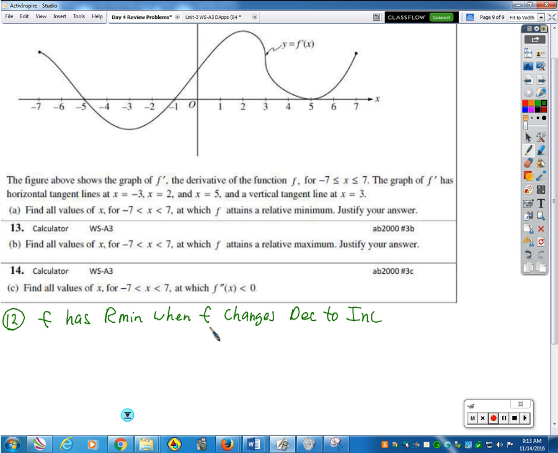So F has a relative min when F changes from decrease to increase, or when F prime changes from negative to positive, which is at x equals, only one place, negative one. That's the answer to 12.